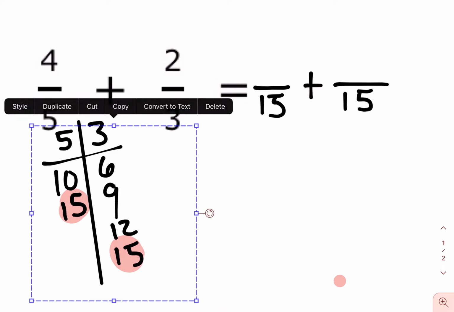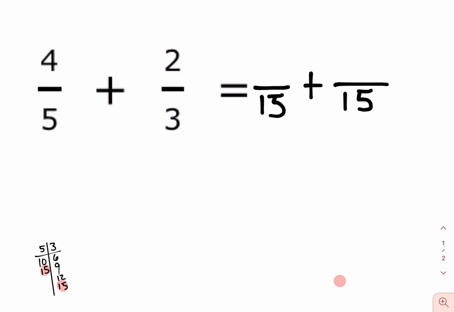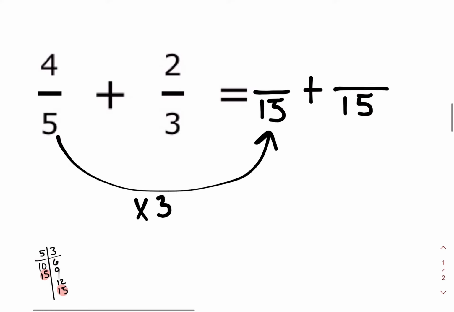is, let's see, I want to shrink this down. There we go. How did I get from 5 to 15? So in your notebook, write this down, just like you see it on the page here. 5 times what equals 15? That's the question here. 5 times what is 15? 5 times 3 is 15.